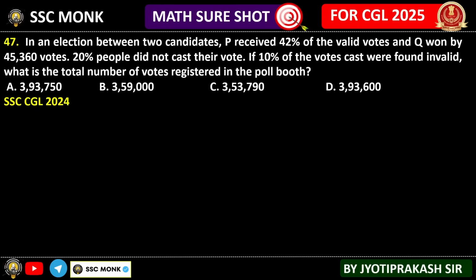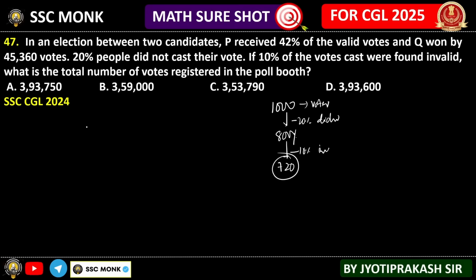Next. In an election between two candidates, P received 42% of the valid votes and Q won by 45360 votes. Now see, 20% people did not cast their vote, 10% votes cast were found invalid. What is the total number of votes? Very simple. Okay, so let's say 1,000 was the total voters, out of which 20% didn't vote. So now 800 voted, but out of 800, 10% invalid. So total valid 720, my bad. That's the logic.